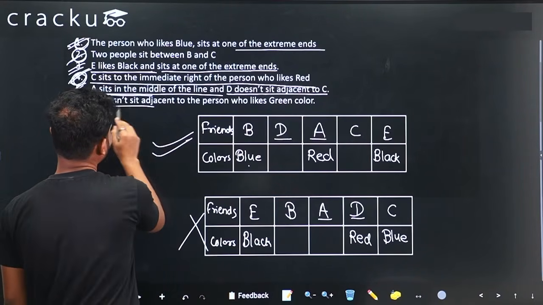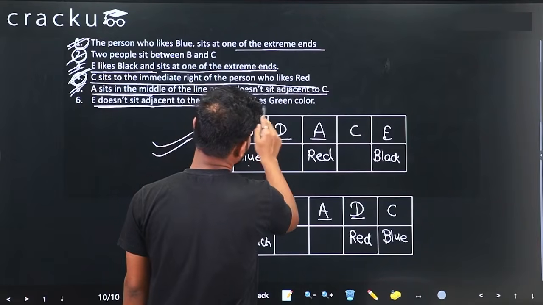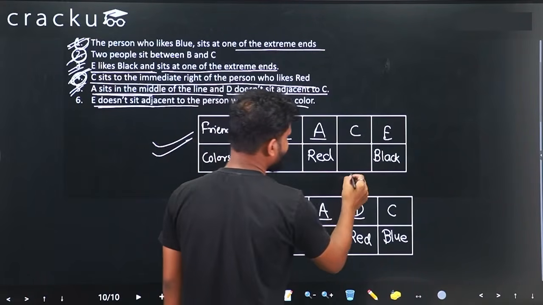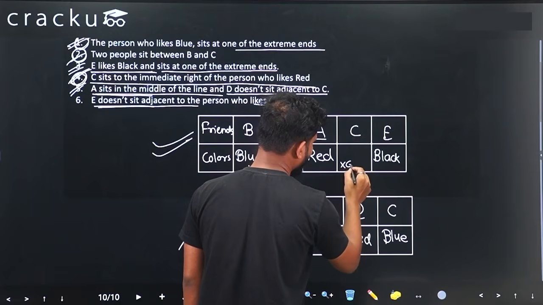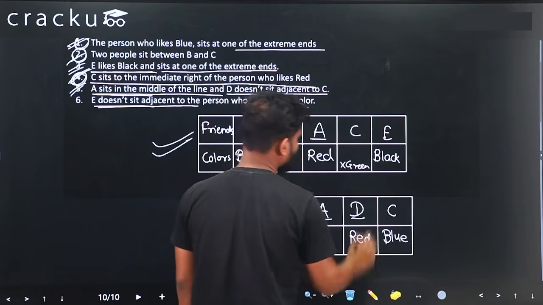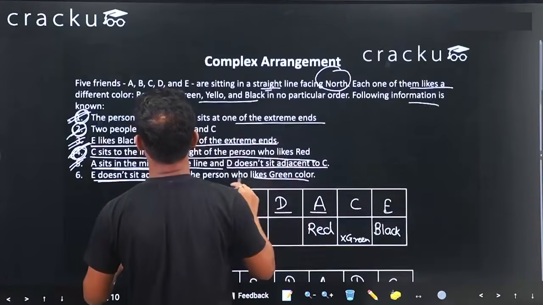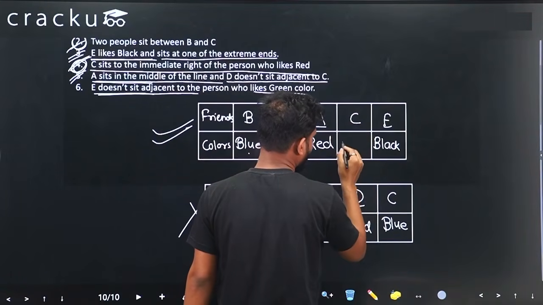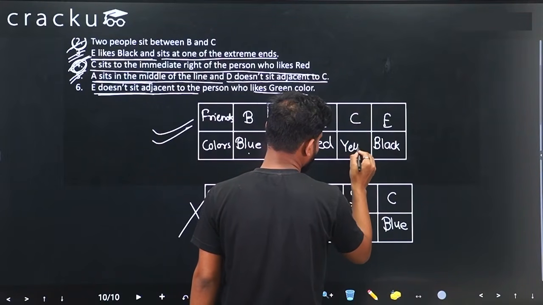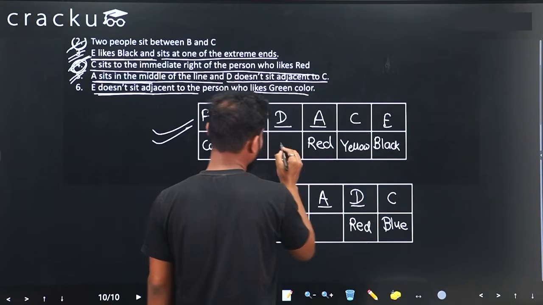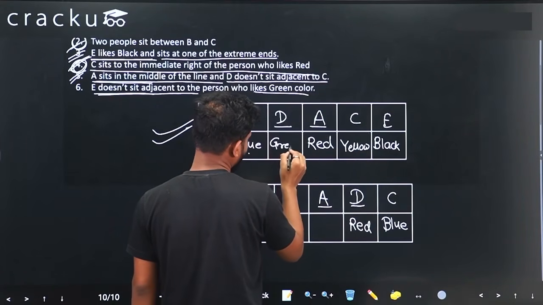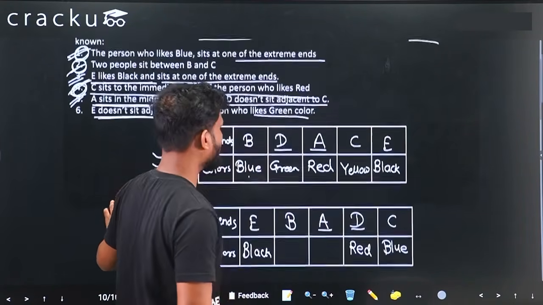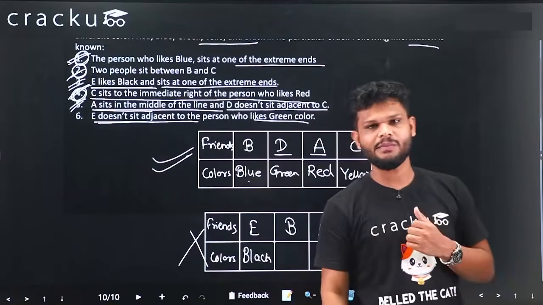Now E doesn't sit adjacent to the person who likes green color. It means green won't come here. So what will come here? The remaining color, which is yellow. So here yellow should be there and green will be here. So this is how we solve the complex arrangement set.